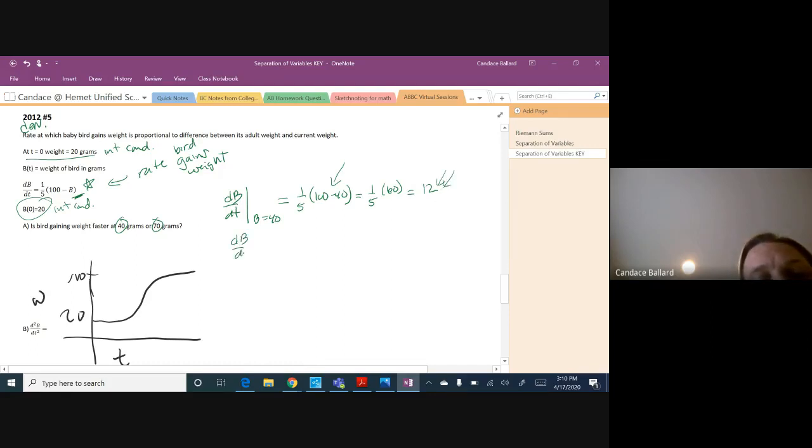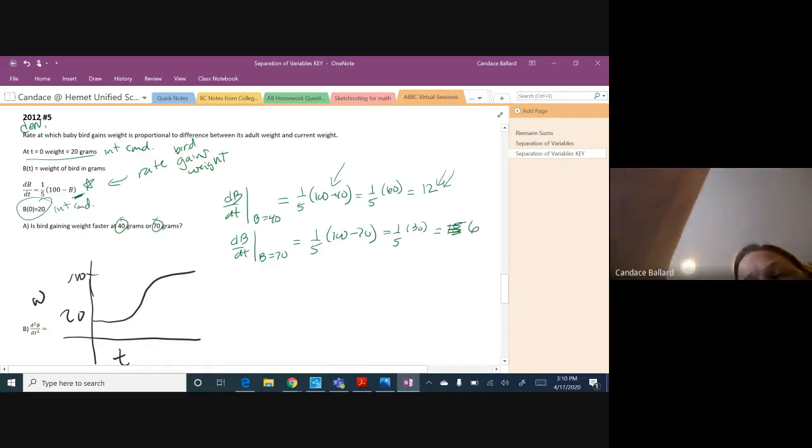So then we've got dB/dt, and we're going to plug in this time a 70. So we've got 1/5 times 100 minus 70 equals 1/5 times 30. So that is 15. Okay. So no, it's not 15, Mrs. Ballard, who doesn't do arithmetic well, apparently. It is 6. Okay. So we know that the baby bird is gaining weight faster when it weighs 40 grams. So we need to put that into a sentence.